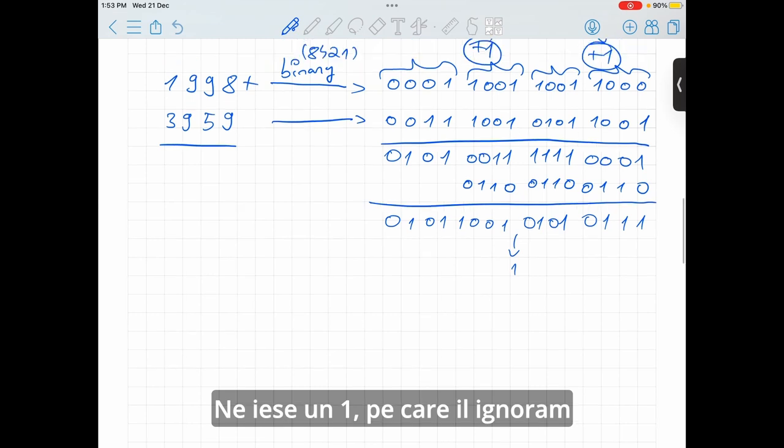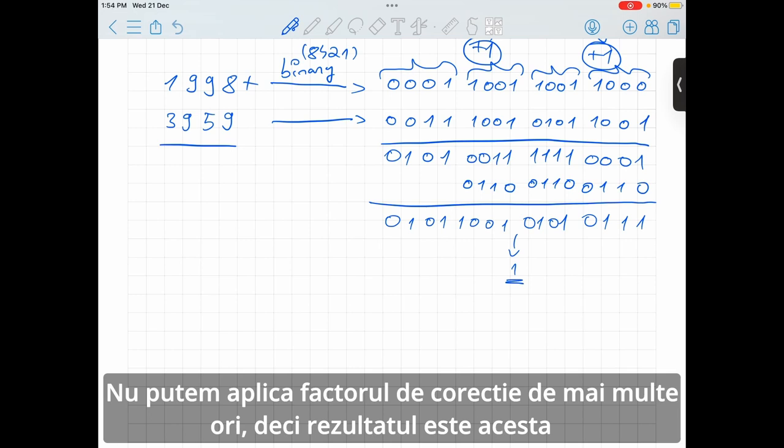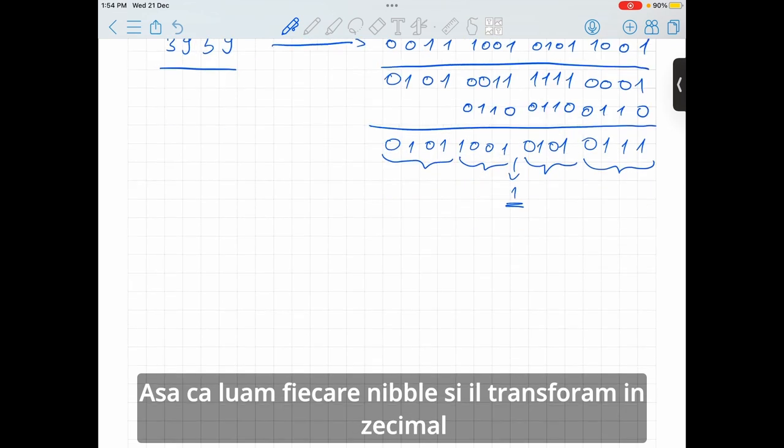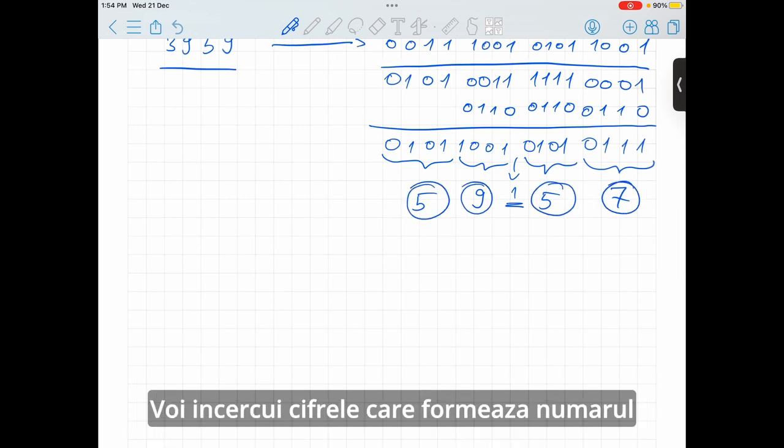Okay, we will ignore this 1 here in this case because we cannot apply the correction factor more than once. And now we will have to see the result. We will take again each of these 4 sequences and we will convert them from binary to decimal. Here the result is 7, 5, 9, and 5. So I will circle them so that we can ignore that 1 in the middle.